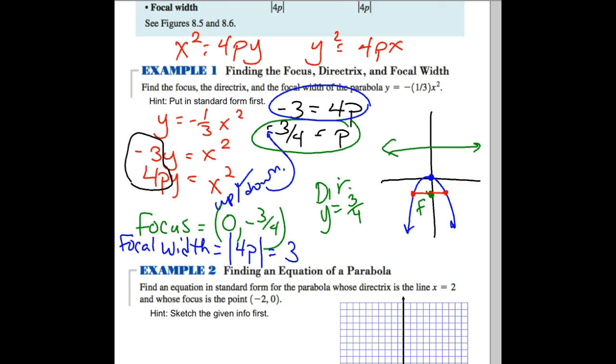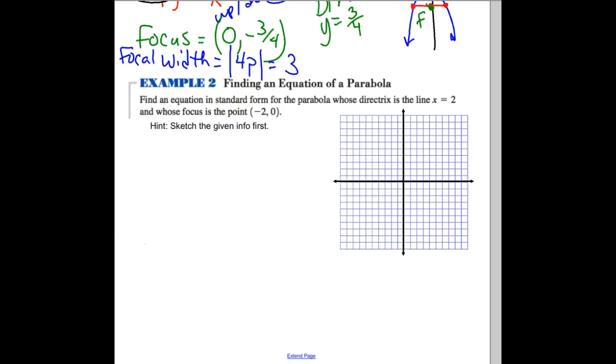All right, let's try the next one. Find an equation in standard form for the parabola whose directrix is the line x equals 2 and whose focus is the point (-2, 0). Again, draw a picture. It can be a rough one. It doesn't have to be perfect, but it's really going to help you figure out what it is we're trying to do. So the line x equals 2 is over here. So that's my directrix. We said the vertex today was going to be at the origin. And the focus is at the point (-2, 0).